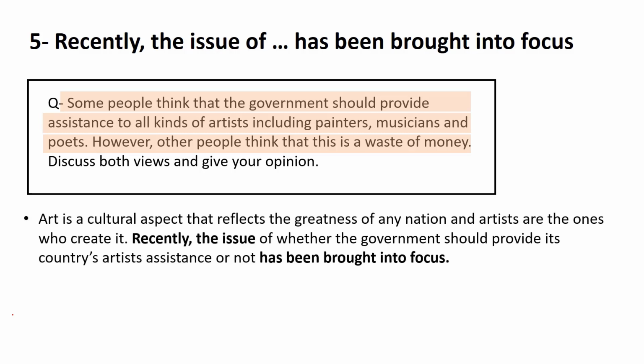Art is a cultural aspect that reflects the greatness of any nation, and artists are the ones who create it. Recently, the issue of whether the government should provide its country's artists assistance or not has been brought into focus. The first sentence, I made it all. It's not in the prompt. I created an introductory sentence, which means that art itself is an aspect of culture and it shows the greatness of the nation. After that, I used the same sentence in the prompt with a change in the structure.